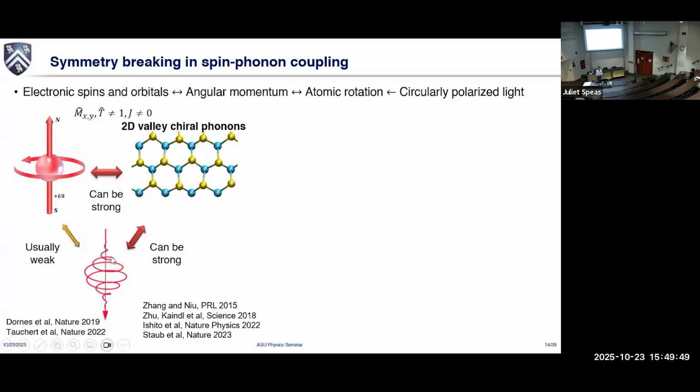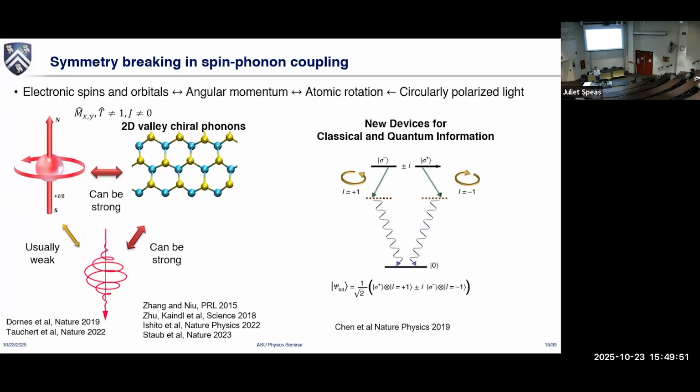This type of phenomenon would be very useful, and people have demonstrated it, for generating or storing classical or quantum information carried by phonons through light. In this case, you can use right-circularly or left-circularly polarized phonons, or different chirality of phonons, to represent information, say 0 and 1. In fact, this process can also be quantum coherent.